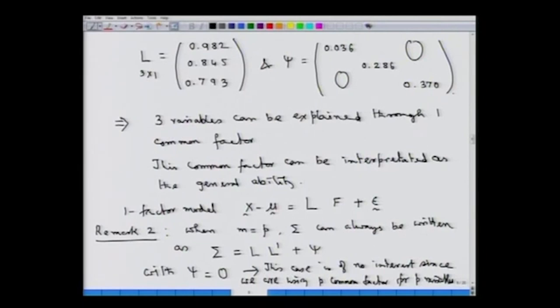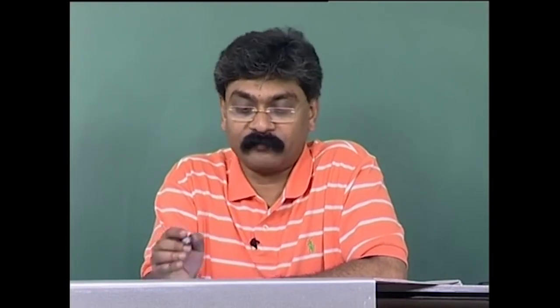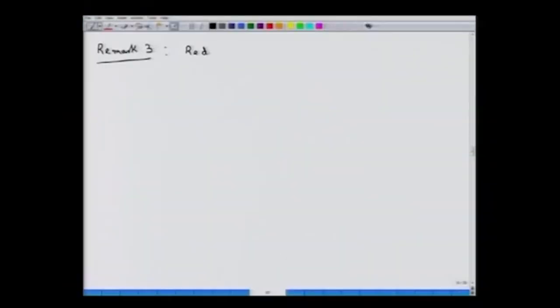Now, the actual usefulness of this factor analysis is going to come if we have this m, the number of common factors, significantly lower than the original starting variables. And what is it that we are going to gain? We are going to gain the following. Let me put it in remark 3. As in the previous case, we had three original variables x 1, x 2, x 3, and we had expressed them through one common factor. Now, here what we are concerned about is the reduction in the number of parameters for an M factor model.